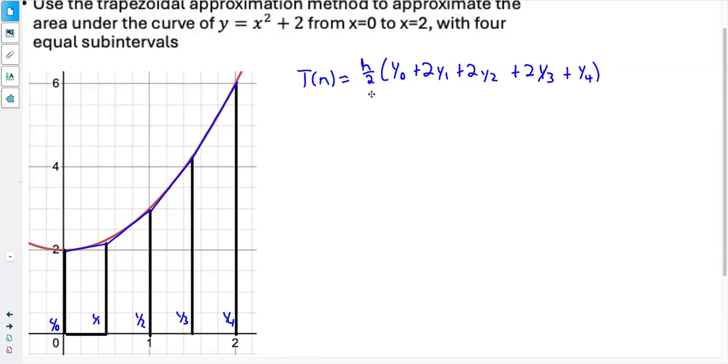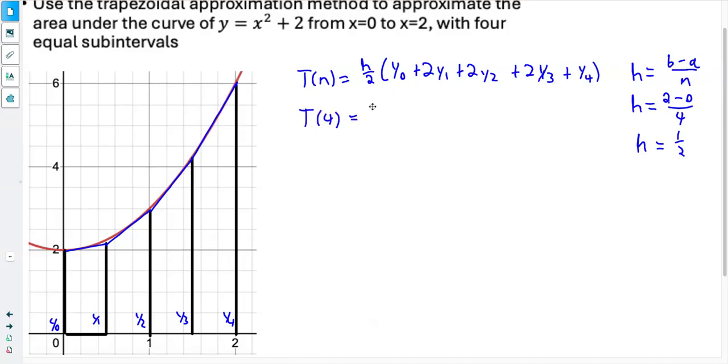Now, we have to calculate what our h value is. Our h value is equal to b minus a divided by n. So in this case, x equals 2 as our b value, while our a value was 0, and then we did 4 equal intervals in this case. So that gives us h is 1/2. So in this case, we're looking at 4 intervals.